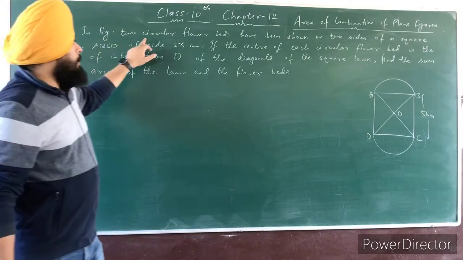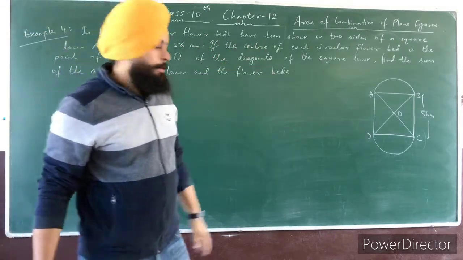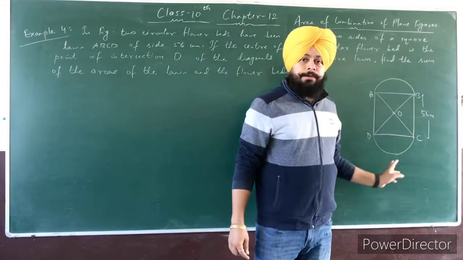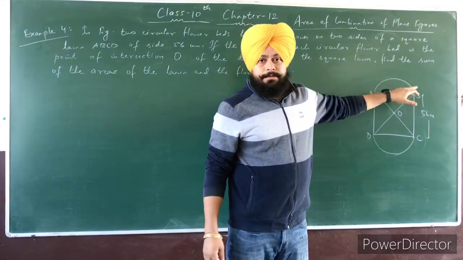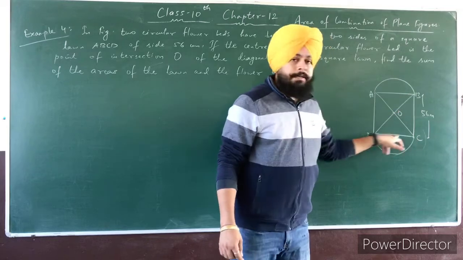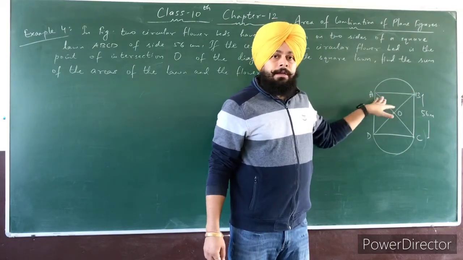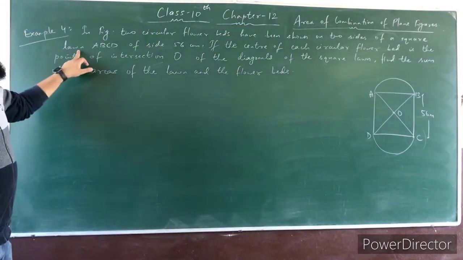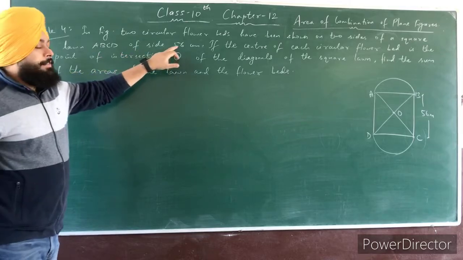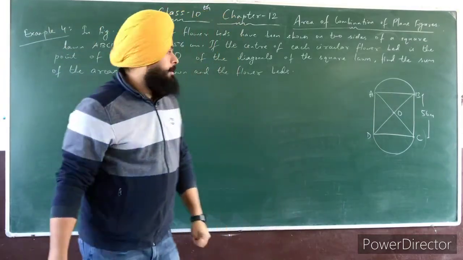In the figure, two circular flower beds have been shown on two sides of a square. This ABCD is a square in which there are two circular flower beds on side AB and side CD. The first circular bed is on side AB and the second is on side CD. Lawn ABCD has a side of 56 cm. The side of that square is 56 cm.